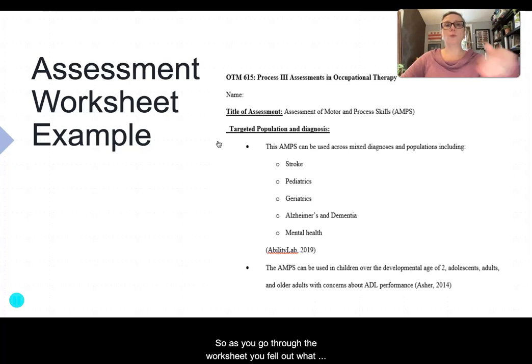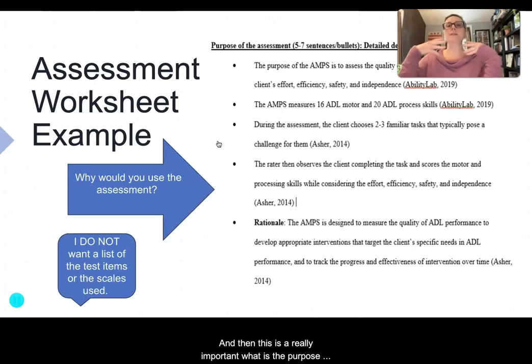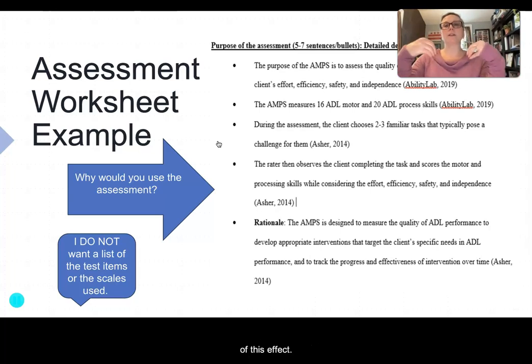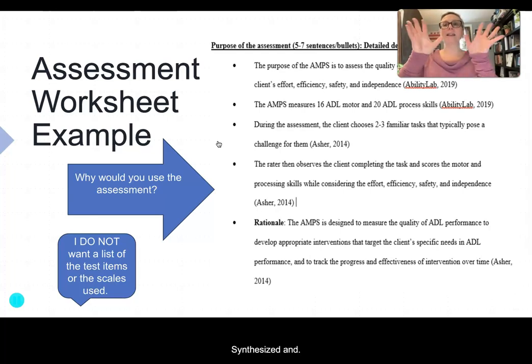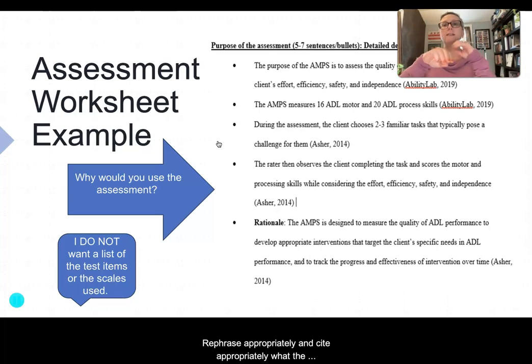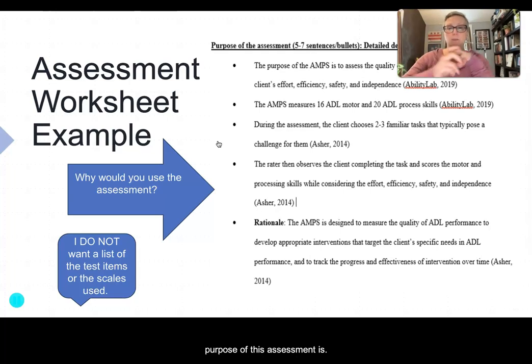So as you go through the worksheet, you fill out what the assessment is, who the targeted population is, and the diagnosis. And then this is a really important one. What is the purpose of this assessment? Now, why would you use this assessment? We do not want you to list what the research article says or what your resource says about this particular assessment. We want you to synthesize and rephrase appropriately and cite appropriately what the purpose of this assessment is.